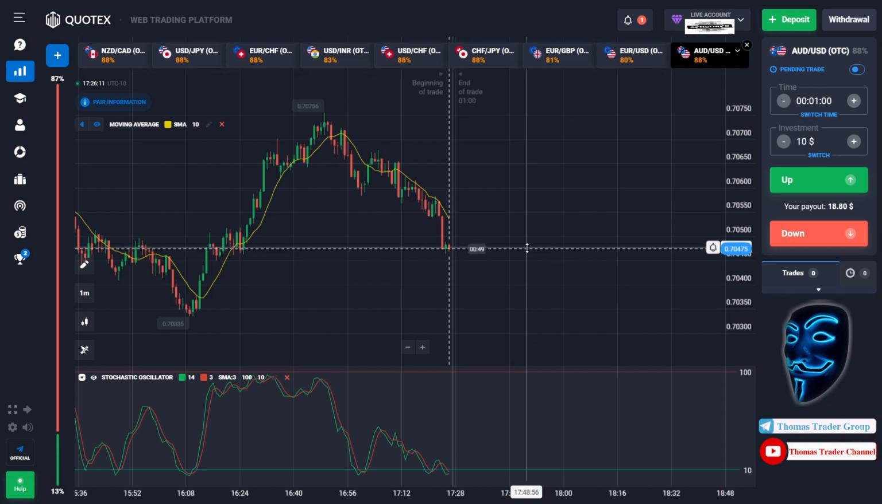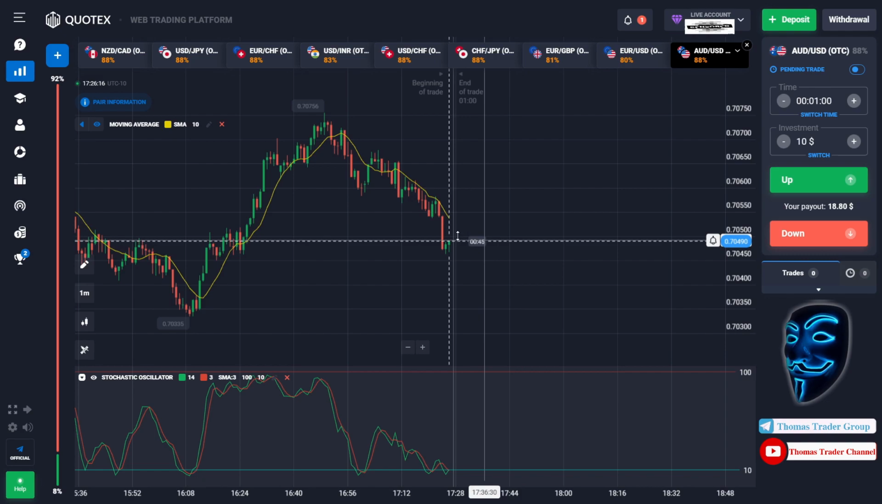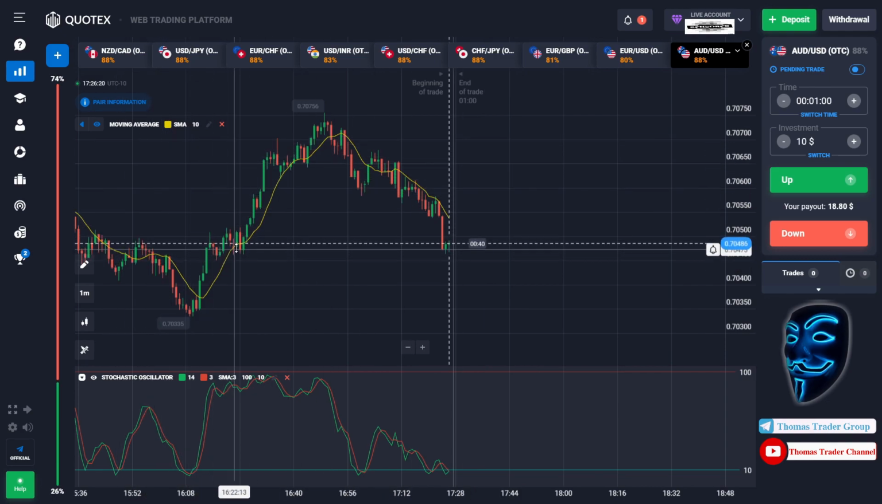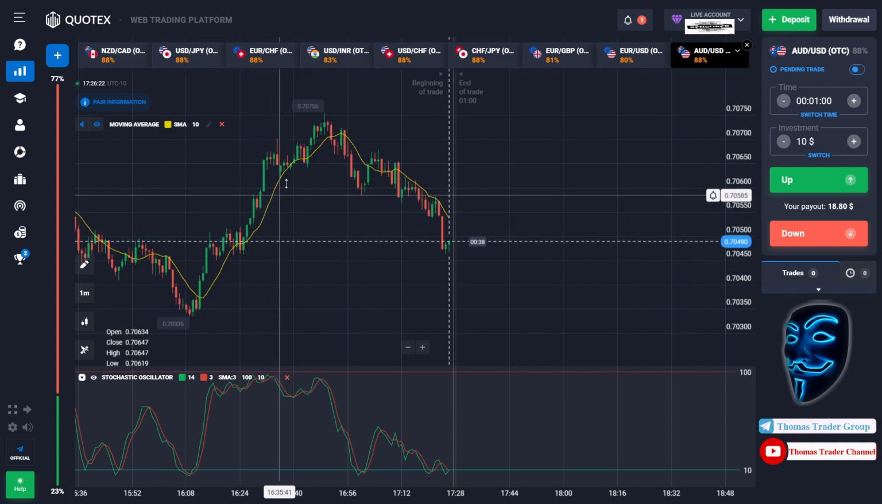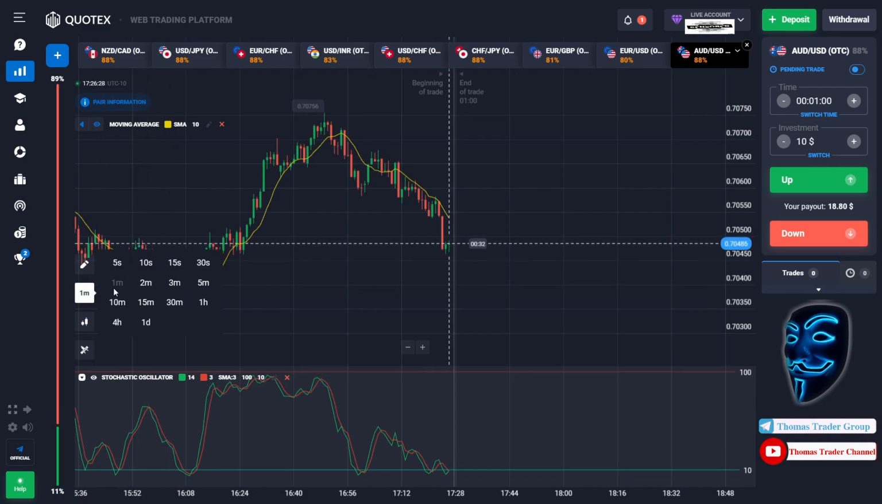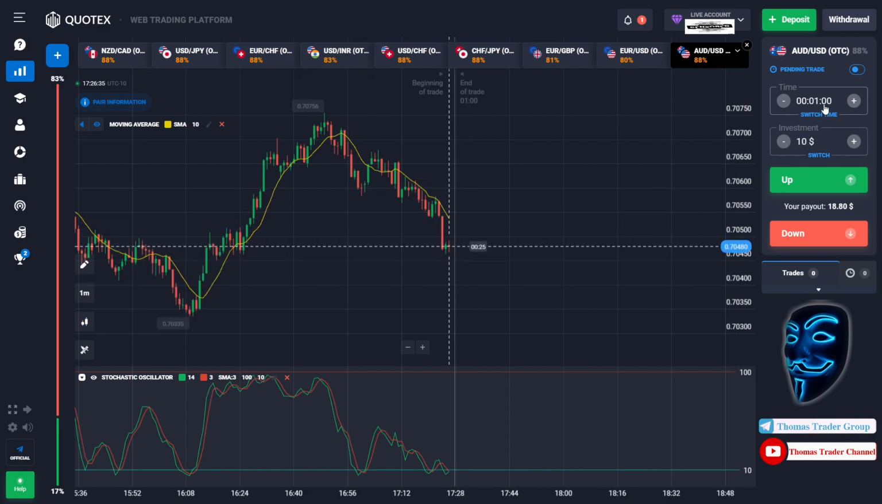Let's start our trading session for today. Today we are using two indicators. The first one is moving average, which is the yellow line over here. And the second indicator is stochastic oscillator. And today we are going to use 1 minute time frame for the candlestick. And we are going to start with $10 investment and we are going to open the position in 1 minute time frame. Let's find the market.